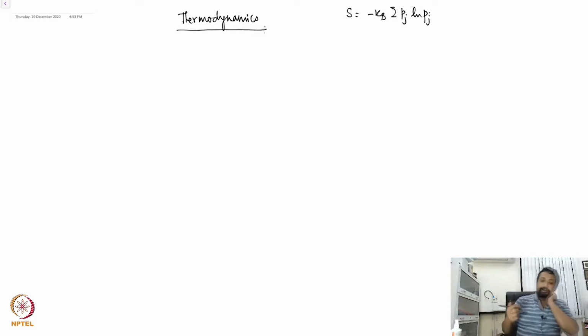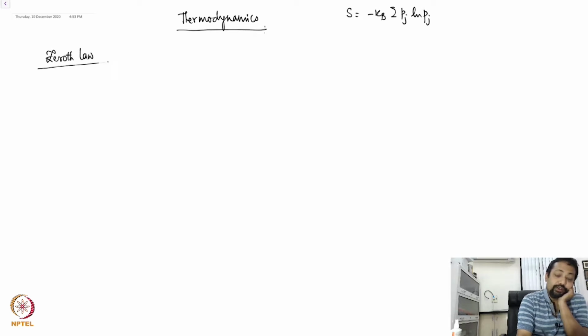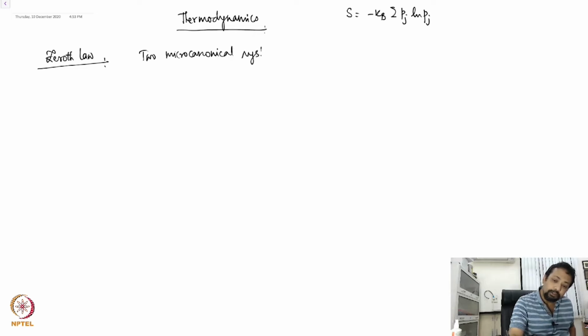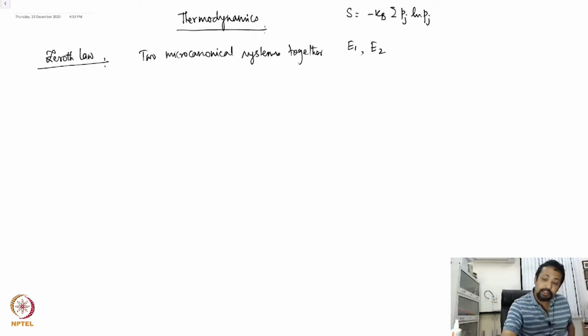Now, the zeroth law of thermodynamics, we have seen what it essentially tells you, that it brings in the concept of a temperature, right? So let's bring two microcanonical systems together, so that one of them has the energy E1 and the other one has the energy E2. When you bring these two together, the total energy becomes E1 plus E2, right?